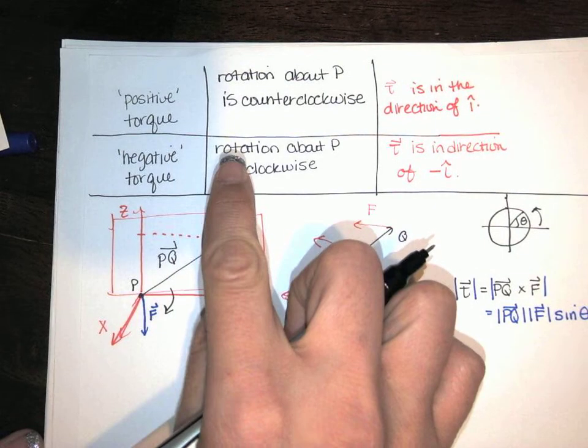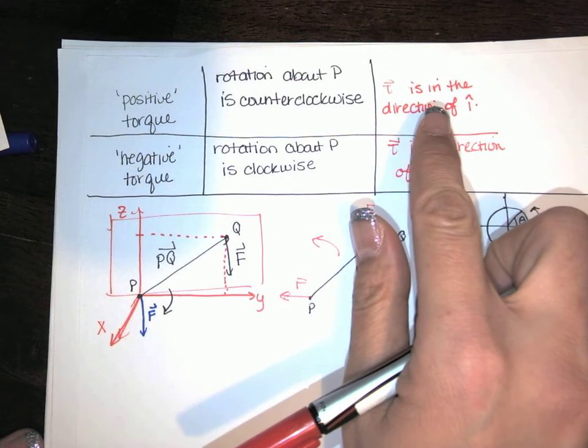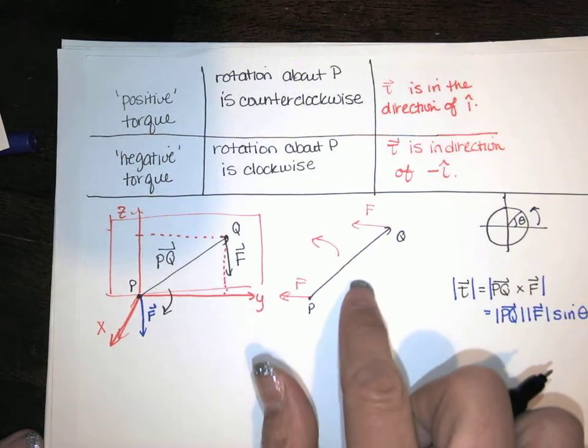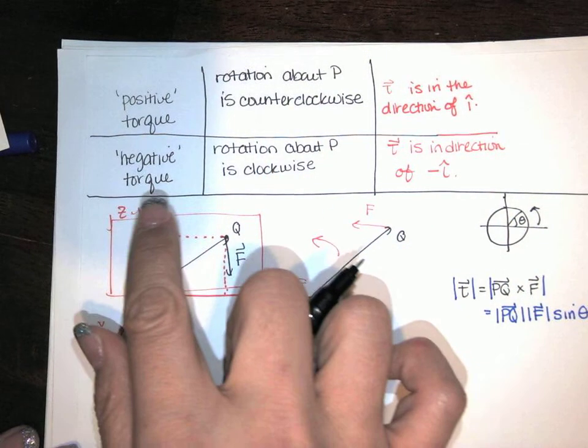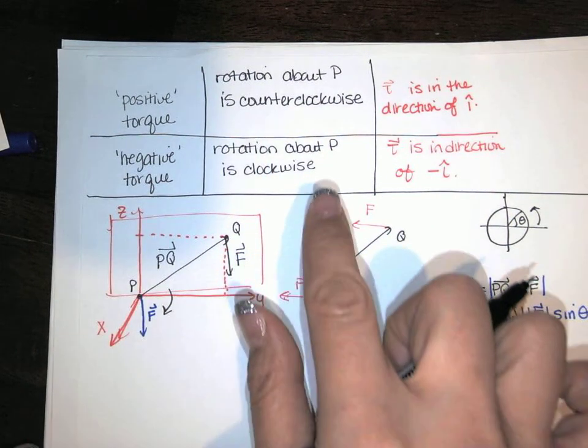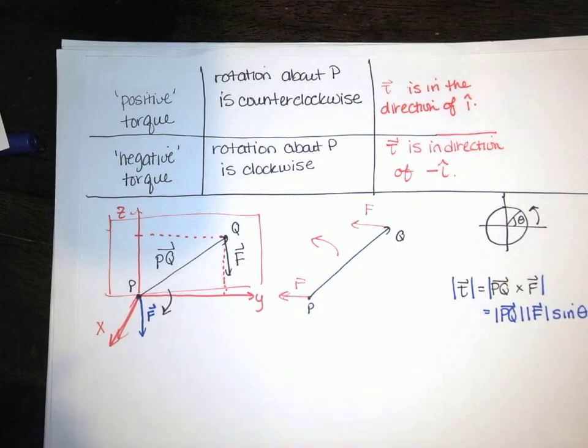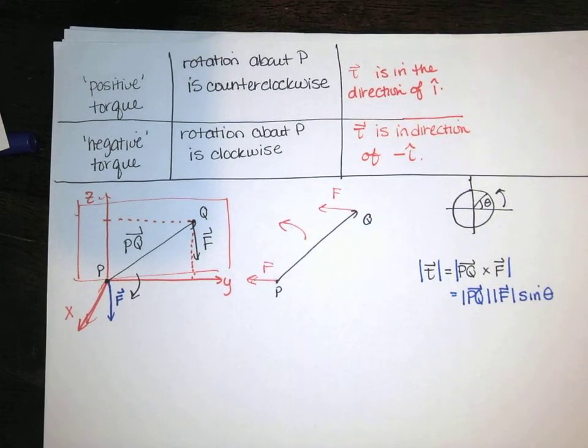So we say positive torque when the torque is in the direction of i hat, or the rotation about P is counterclockwise. And we say that we're talking about negative torque when the rotation about P is clockwise, or the vector torque is in the direction of negative i hat. So let's work a problem.